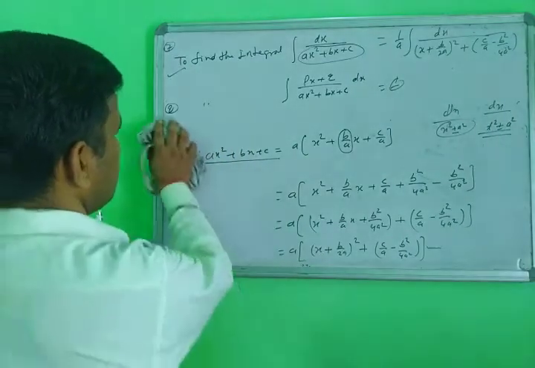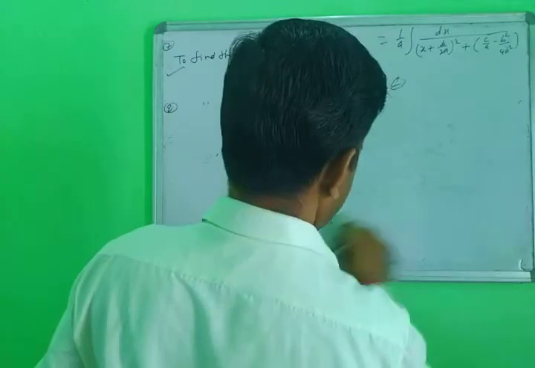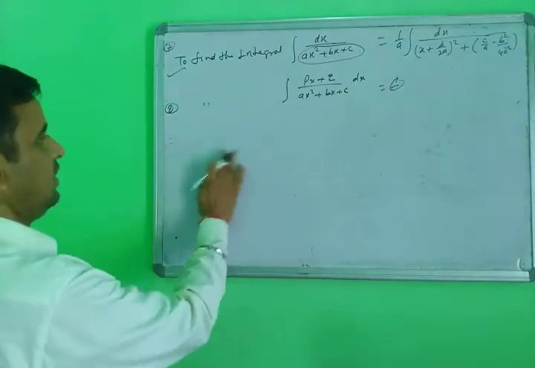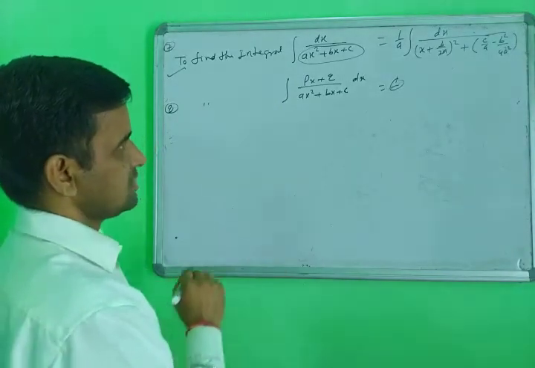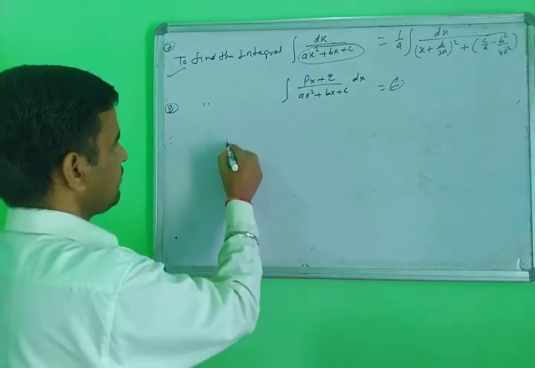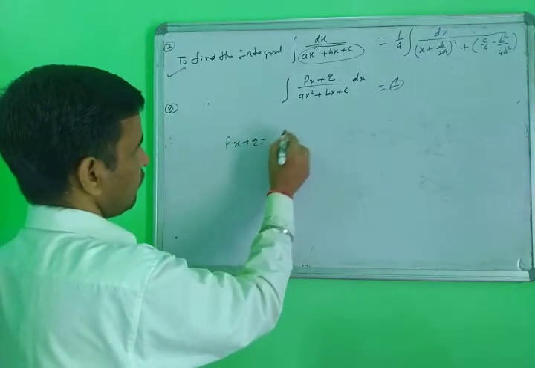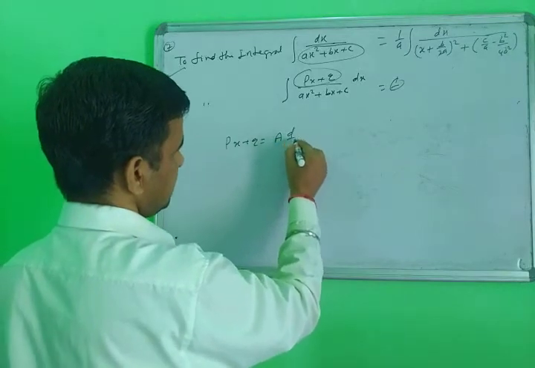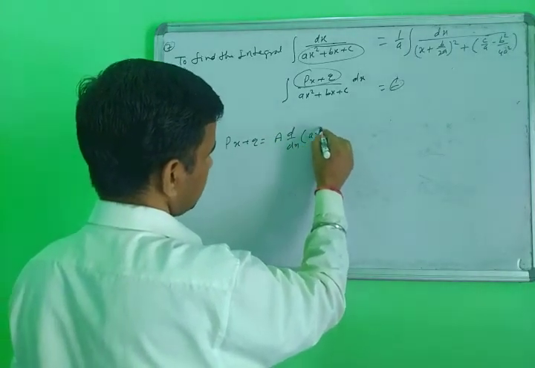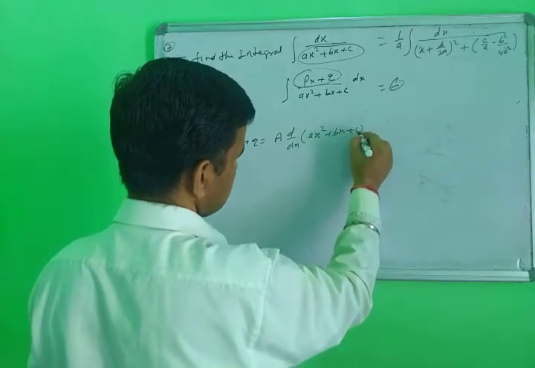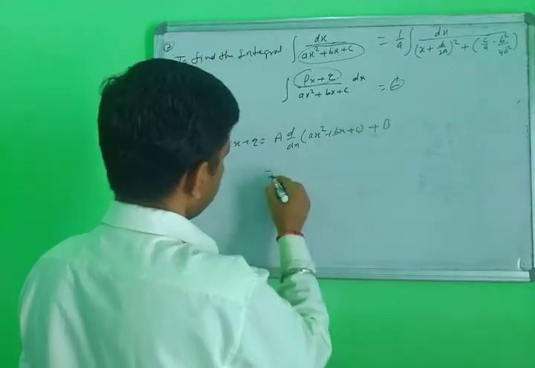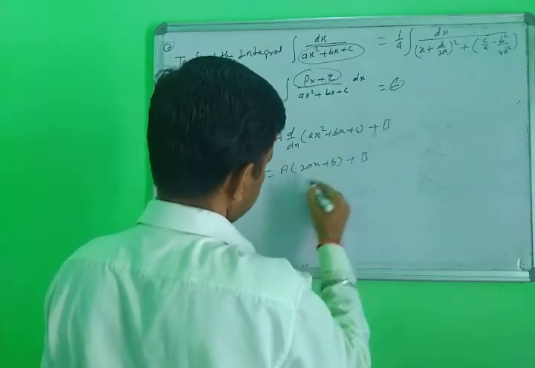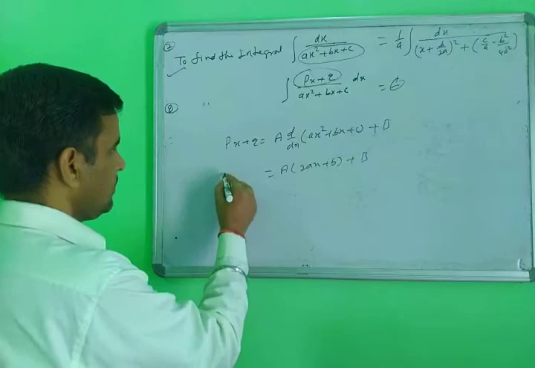Next, you will change the question. Suppose the question comes in this form. So how to change it? First of all, you will find the value of px plus q. Find the value of this function. How to find it? This is A d over dx of the denominator, ax square plus bx plus c, and plus B. Now differentiate here, 2ax plus b, plus B. After that you will be equating here.